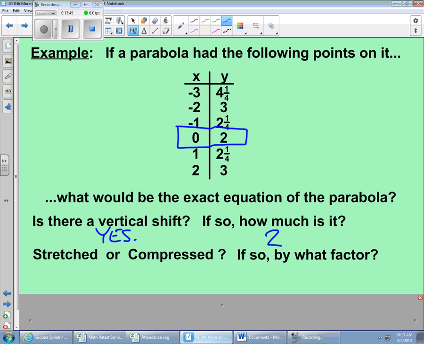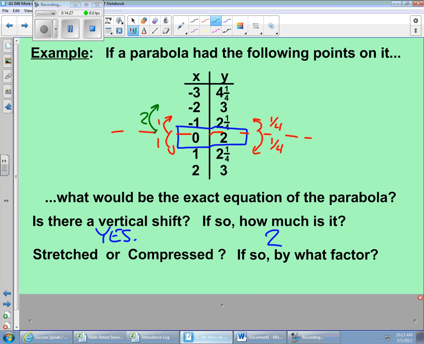Next question. Has the graph been stretched or compressed? I don't know. Let's have a look. Here's your line of symmetry. As we move 1 unit either direction on the x-axis, we should move 1 squared units on the y-axis. Look, from 2 to 1, 2 1/4. Now, what's the difference between 2 and 2 1/4? It's only 1/4 of a step. It was supposed to move an entire step. Clearly it didn't.